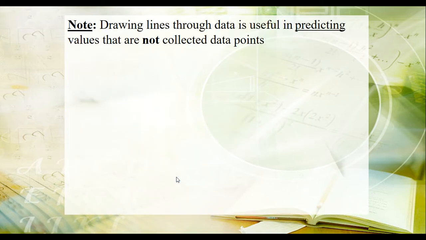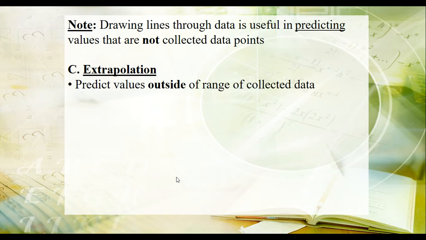Now, part of the reason that we like to draw these lines through the data is it allows us to make predictions about certain values that we actually didn't collect with our data points. And there are two different ways we can make predictions about different values: extrapolation and interpolation. Extrapolation involves making a prediction about a value that falls outside of the range of collected data.